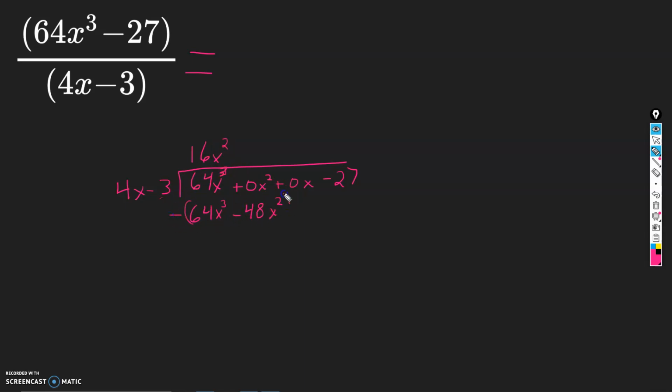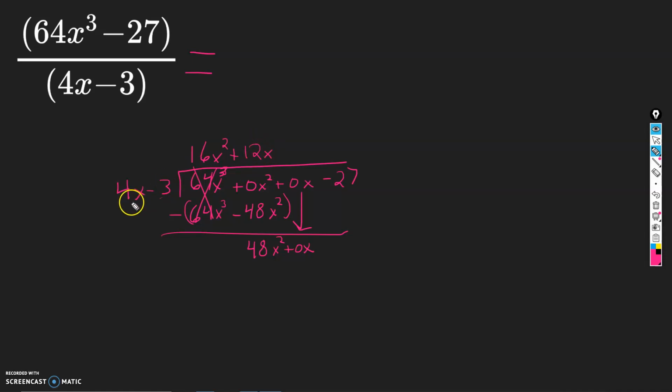Okay, subtract. Okay, these guys go away. 0 minus negative, so this becomes positive 48x squared. The 0x comes down. Okay, how many times does 4x go into 48x squared? Well, 4 goes into 48 12 times, so plus 12. And x goes into x squared x times.